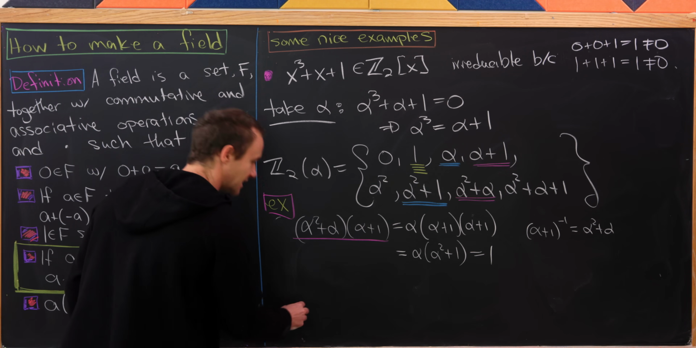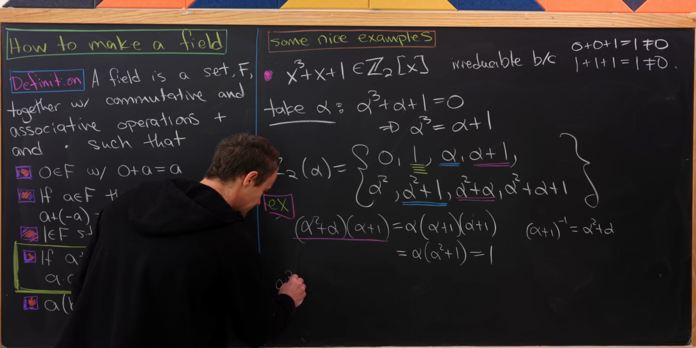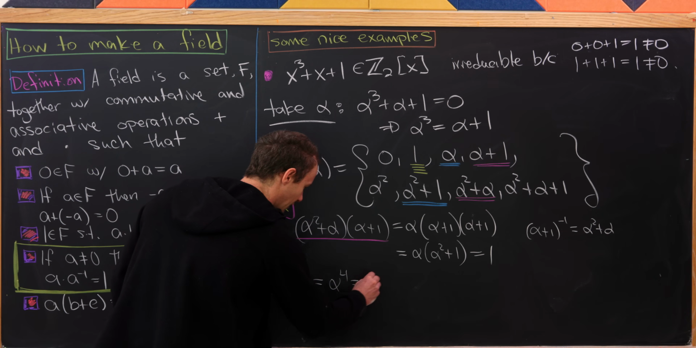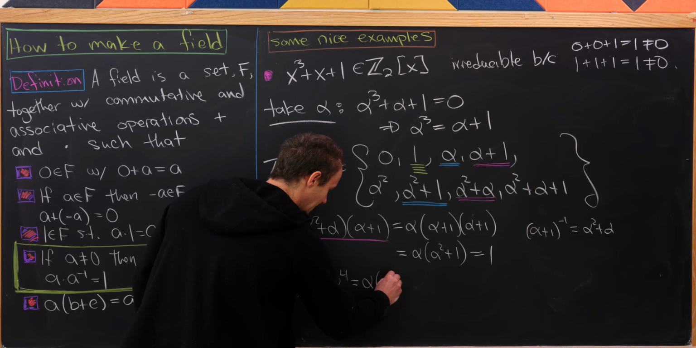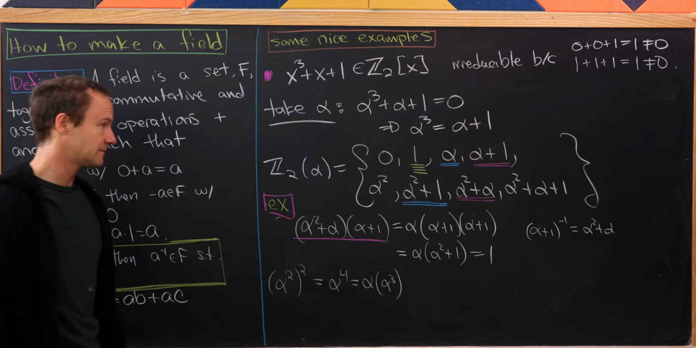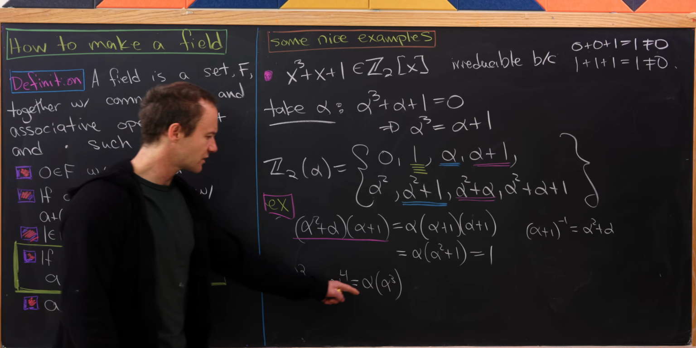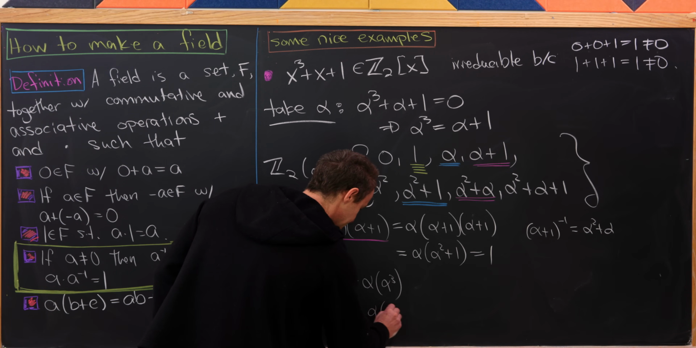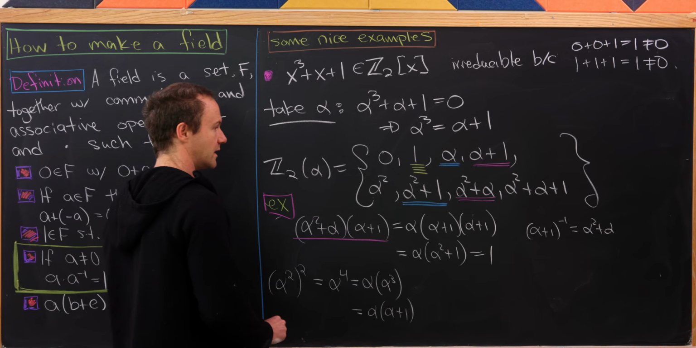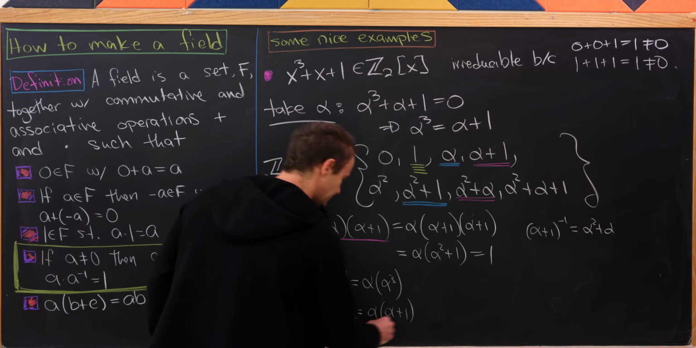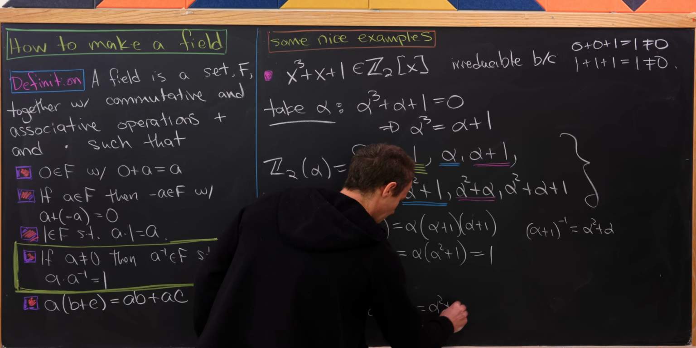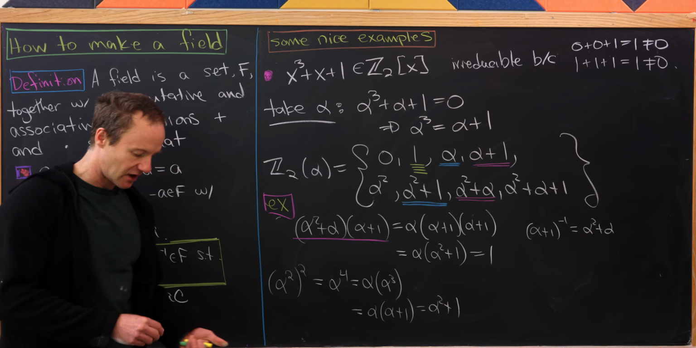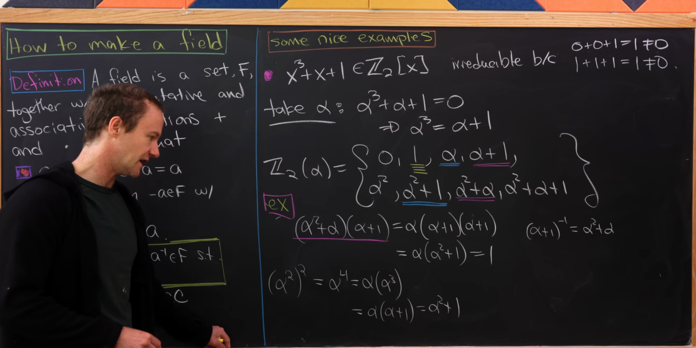Let's do that by focusing on alpha squared. So if we take alpha squared and we square it, we get alpha to the 4th power. But that's alpha times alpha cubed. Oh, but let's recall that alpha cubed is alpha plus 1. So this gives us alpha times alpha plus 1. Okay, but then multiplying that out, we get alpha squared plus 1. Oh, but that's not equal to 1. That means that alpha squared is not its own inverse.